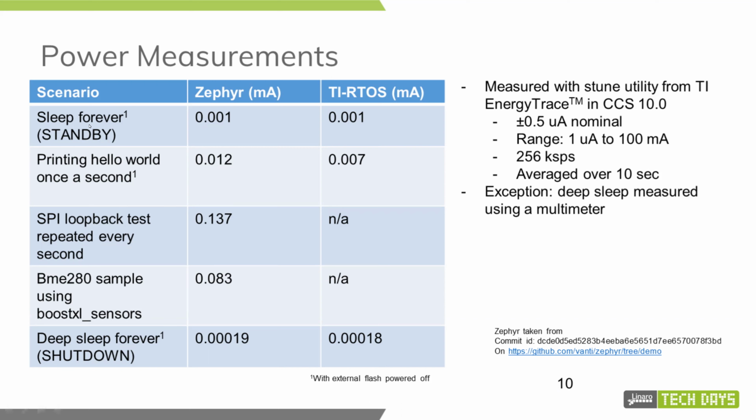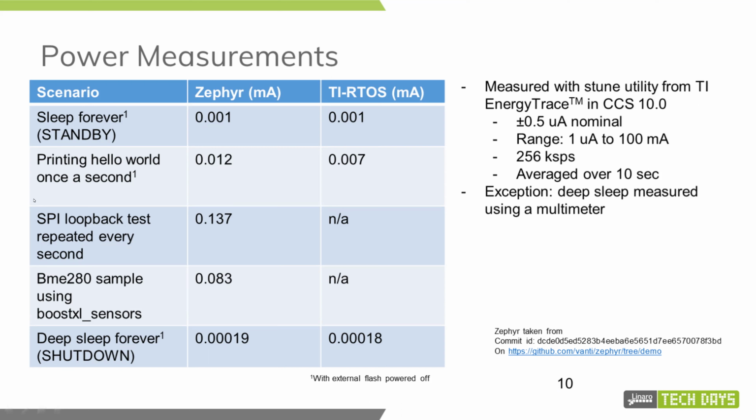And here, if you look at the first scenario, it basically corresponds to standby. In Zephyr, I was able to measure roughly 1 microamp, which is in line with a nominal figure. And when I compared with TI RTOS, I could see that it was roughly the same. So that is good, and that should be expected because we are using TI Power Manager for this.